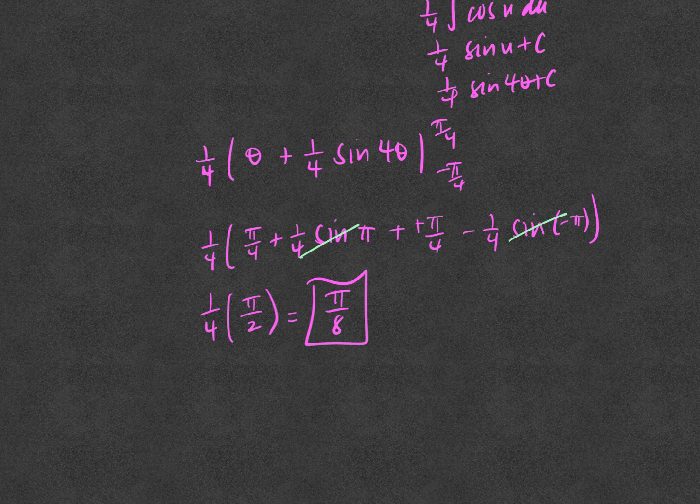So that is the area enclosed by one loop of this 4-leaf rose right there. Nicely done. Let's look at one more.